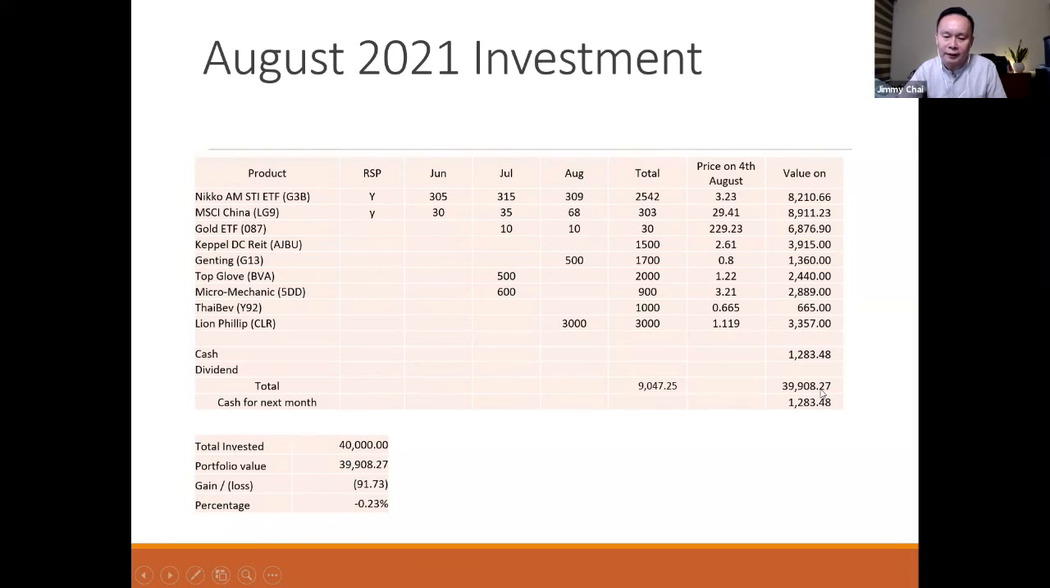If I add all these up, the total value is 39,980, right? And I still have spare cash of 1,283 for the following month. To date, the total amount of money made available is 40,000. The 39,980, including the cash, is the total value. I'm at a loss of $91, which is represented by a percentage of minus 0.23%. So that's my portfolio. Including dividends, I won't be at a loss.